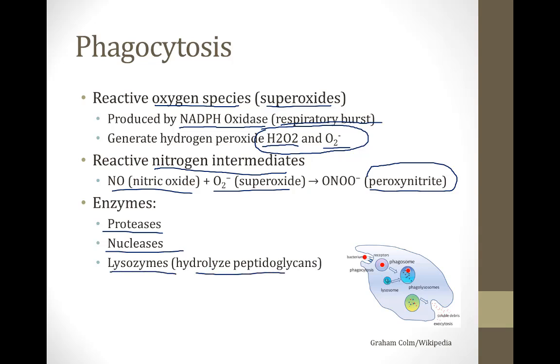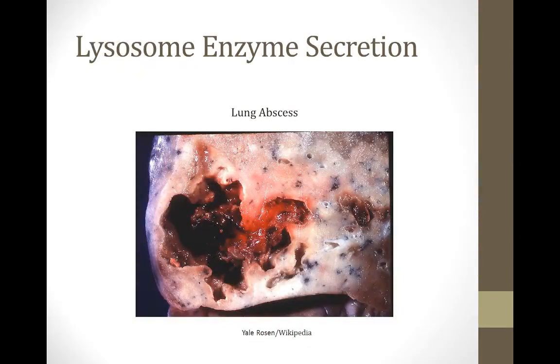This is a picture of a lung abscess, and I've shown you this to remind you that the contents of the lysosomes, although designed to destroy pathogens, can sometimes be secreted and cause tissue damage. Macrophages, and especially neutrophils, in the setting of significant inflammation will sometimes release some of their lysosomal contents, and this is part of the way you get tissue destruction when you get lung abscesses.